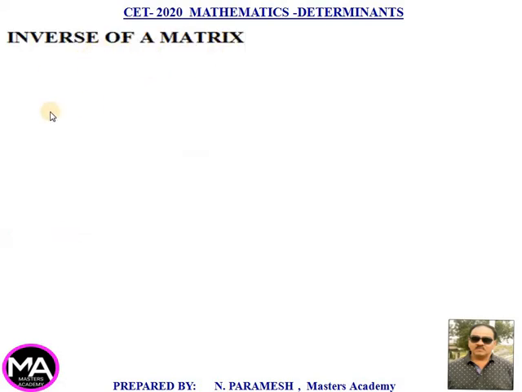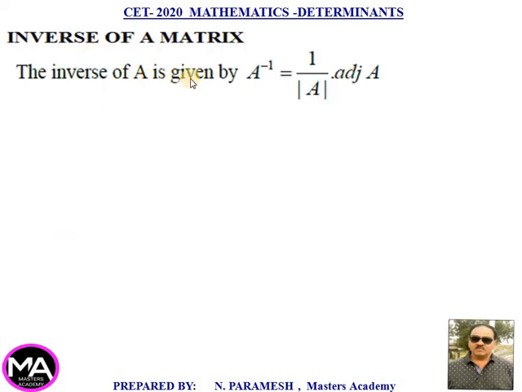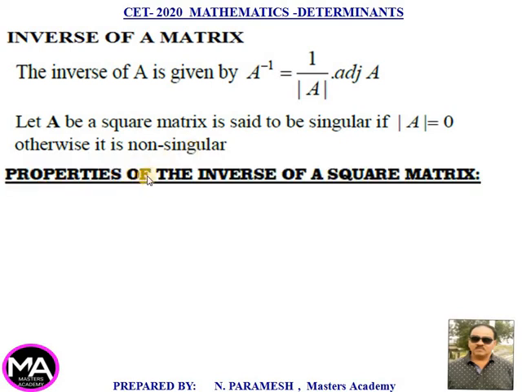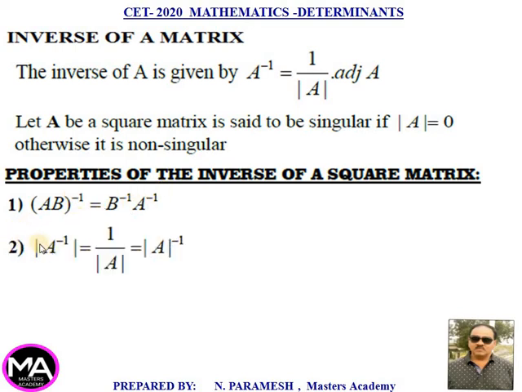Inverse of a matrix. The inverse of a matrix A is given by A inverse is equal to 1 by determinant A into adjoint A. A square matrix A is said to be singular if determinant A is equal to 0. Otherwise, it is non-singular. Properties of the inverse of a square matrix. First one, AB whole inverse is equal to B inverse A inverse. Second point, determinant A inverse is equal to determinant A whole inverse, that is equal to 1 by determinant A.